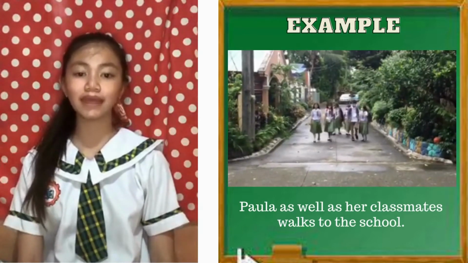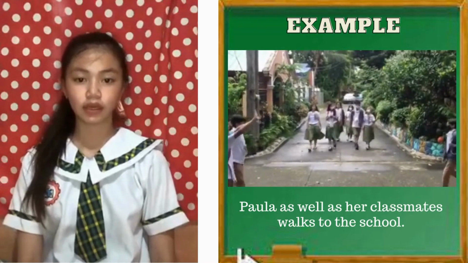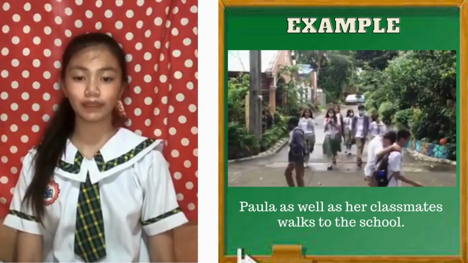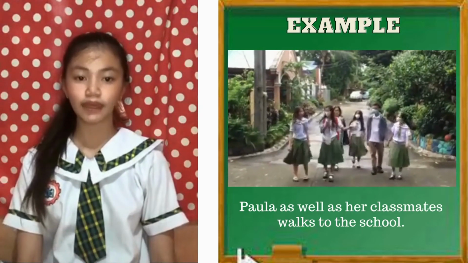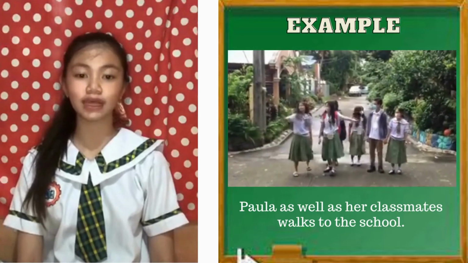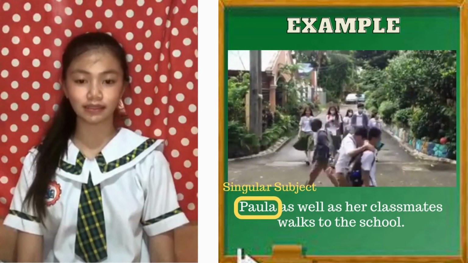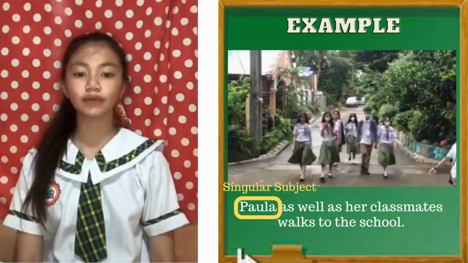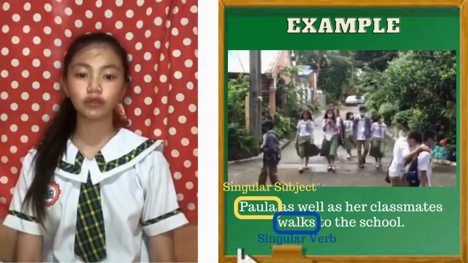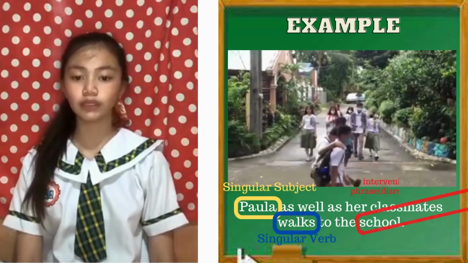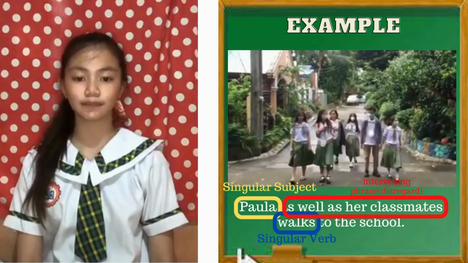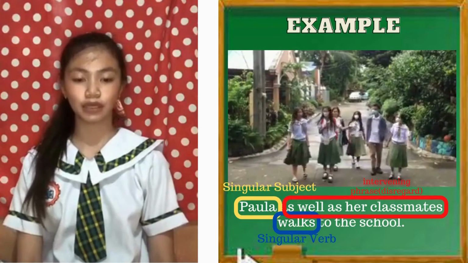Subject-verb agreement in sentences can be confusing, especially when there is a phrase between the subject and the verb. That is why you need to first find the subject as you analyze the sentence. Paula is our subject, so we use the singular form of the verb walks. We disregard the phrase as well as her classmates because our main subject is Paula.